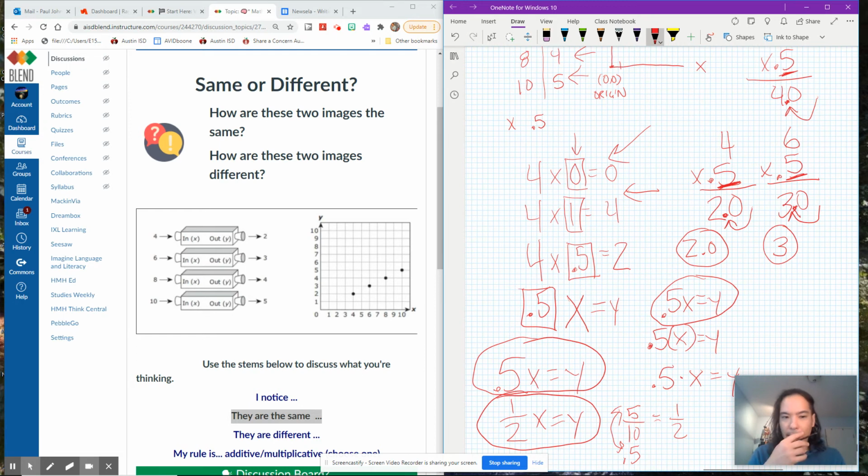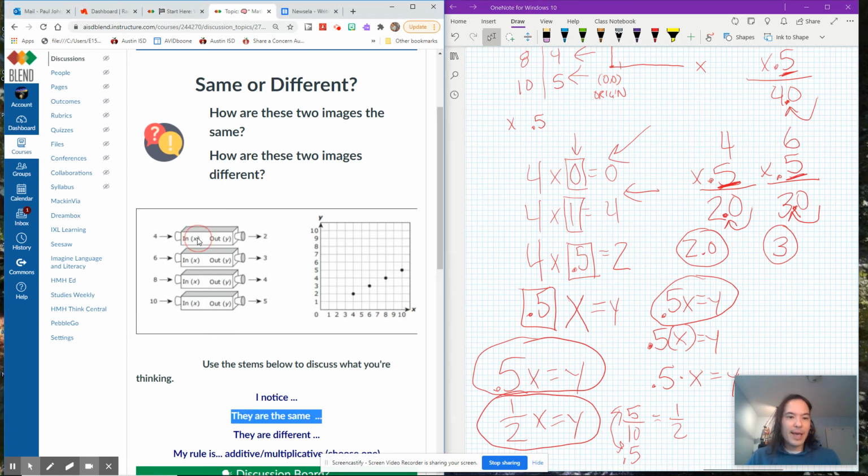All right. So I notice we have a table that looks like a third or fourth grade input output table, except they added x and y onto our input output machines. I notice that we have a table and a graph. I noticed that we have input and output machines, and I notice we have a graph. There's a lot of things to notice. They are the same. They represent the same data. Our x and y values are the same on both the table and the graph.